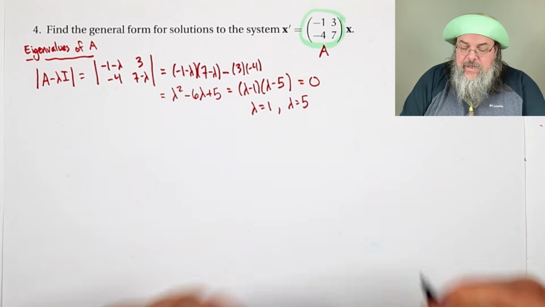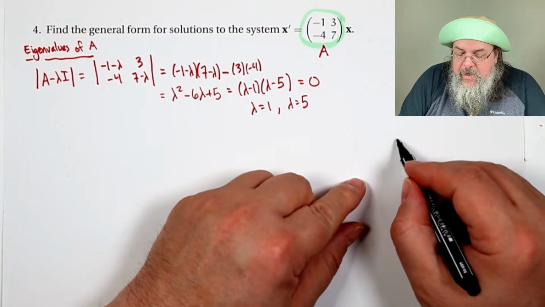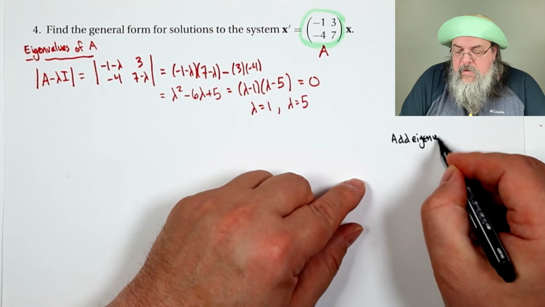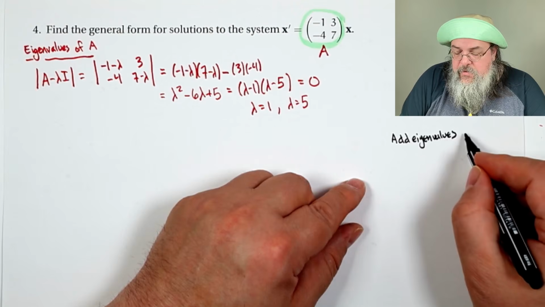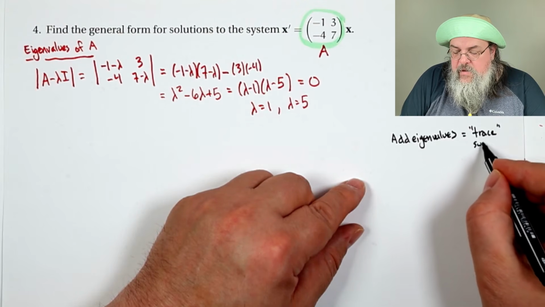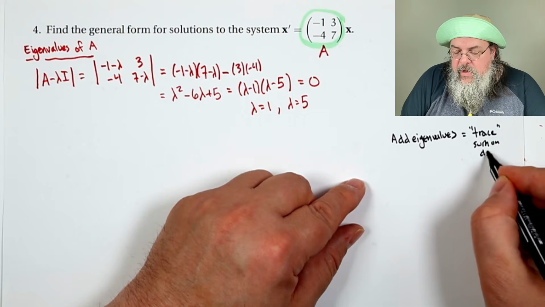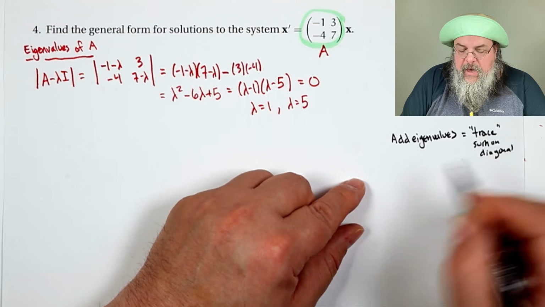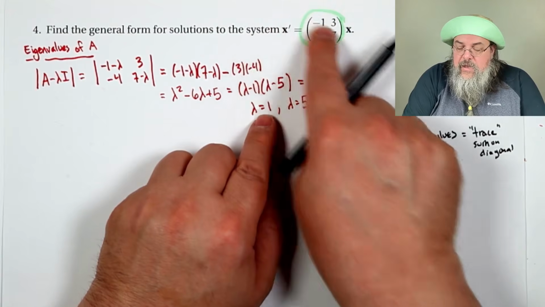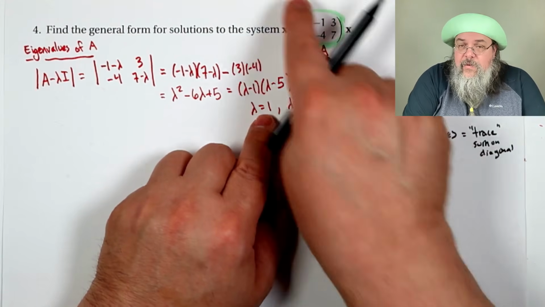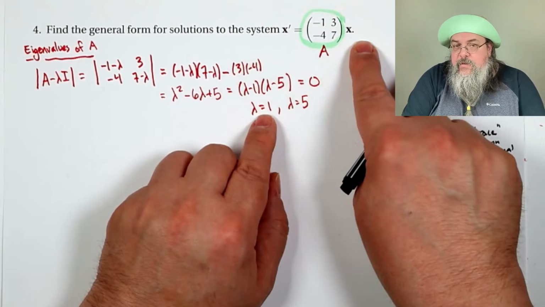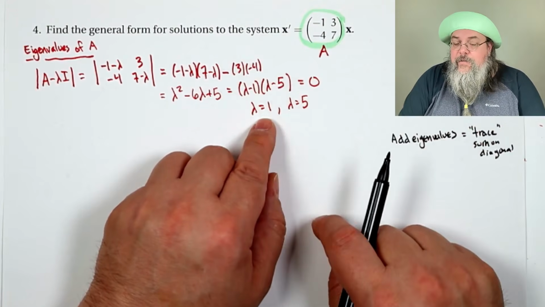So here's the idea. If you add eigenvalues, that should be equal to what's called the trace. And that's the sum on the diagonal. Okay, so let's check that. So add 1 plus 5 is 6. Does that give you minus 1 plus 7? So this trace is down this diagonal, not that diagonal, this diagonal. Minus 1 plus 7 is 6.